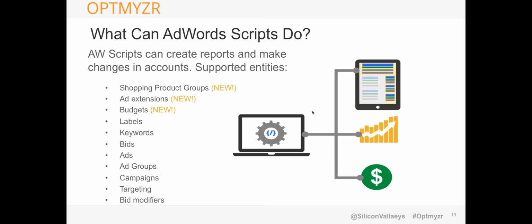Rather than you having to do that manually on a daily basis, now you can put that on an automated schedule and have the script handle it for you. You can do stuff with labels, keywords, bids, ads, ad groups, campaigns, targeting, and bid modifiers. So a lot of things you can do. Now, the things not on this list is anything to do with the Google Display Network. That is currently not yet supported, so that's a big limitation. But at the very least, you can use an AdWords script to really manage some of your search campaigns.